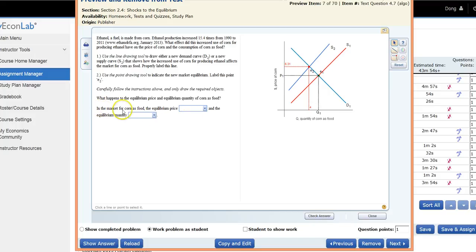Hence, in the market for corn as food, the equilibrium price increased and equilibrium quantity decreases. Your input is correct.